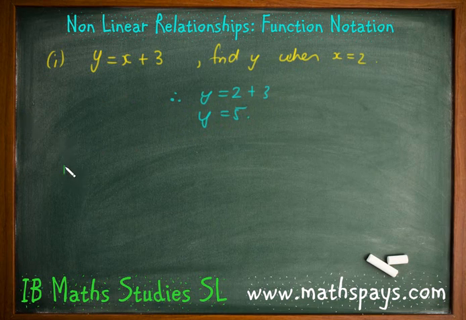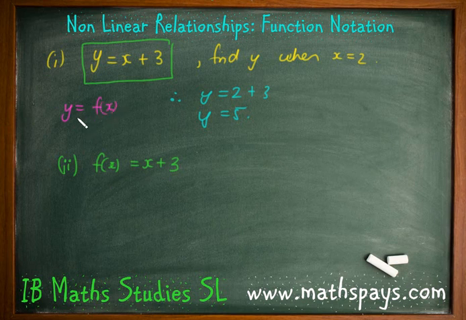The second part of this is called function notation. It's basically rewriting y equals x plus 3, but using slightly different terminology. We're going to call it the function of x, f of x, is equal to x plus 3. Now, f of x works exactly the same as y. They are the same thing. So I could write it as y equals x plus 3, or f of x equals x plus 3. I could even put another letter there, like g of x equals x plus 3, h of x equals x plus 3. It works exactly the same way.